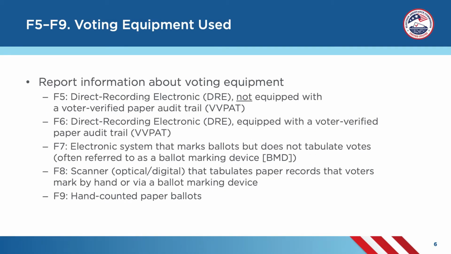Next, you will report information about the voting equipment used for the 2022 general election. The EAC has 5 types of voting equipment it would like you to report on. Direct recording electronic devices, or DREs, allow a voter to vote using a touchscreen, monitor, wheel, or other device and record the votes electronically on the device. Some DREs capture the votes both electronically and on a paper printout, which we will call a DRE with a voter verified paper audit trail, or VVPAT. You'll report on your jurisdiction's use of these devices in question F6.